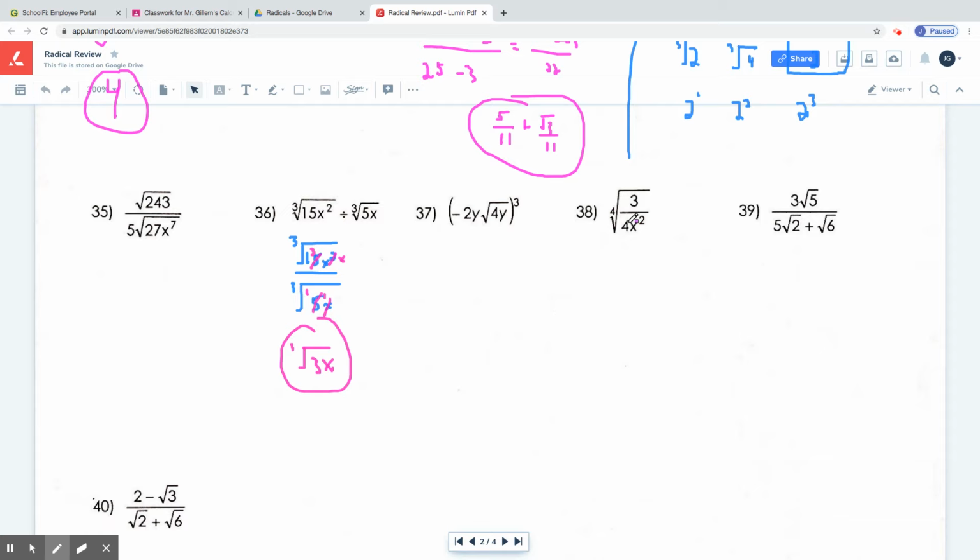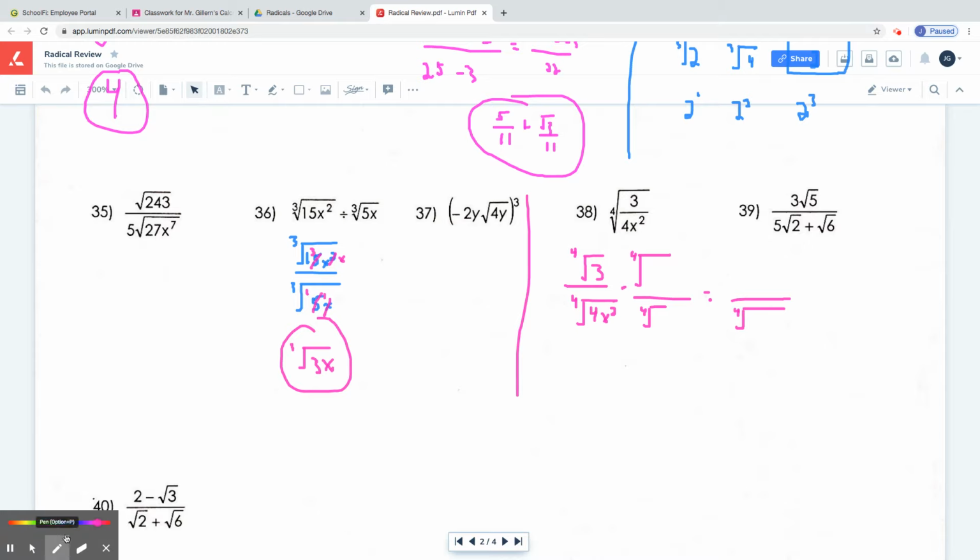All right, so for 38, we could rewrite this as the 4th root of 3 over the 4th root of 4x squared. Okay, so I need the 4th root of something here. Multiply top and bottom by something so that I can cancel, so I get a perfect 4th root here.